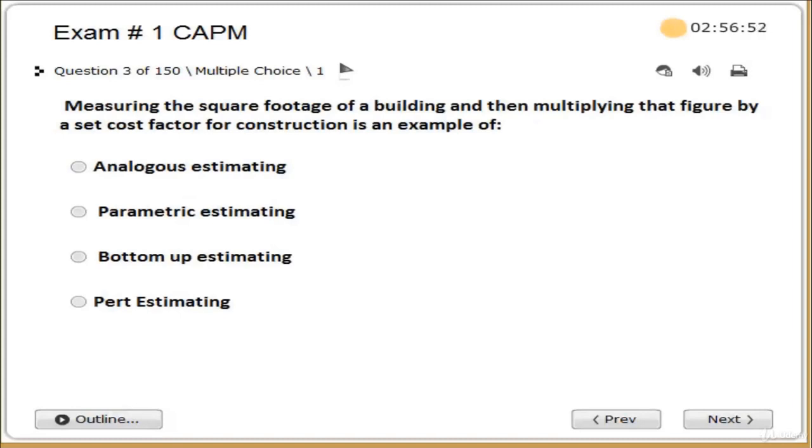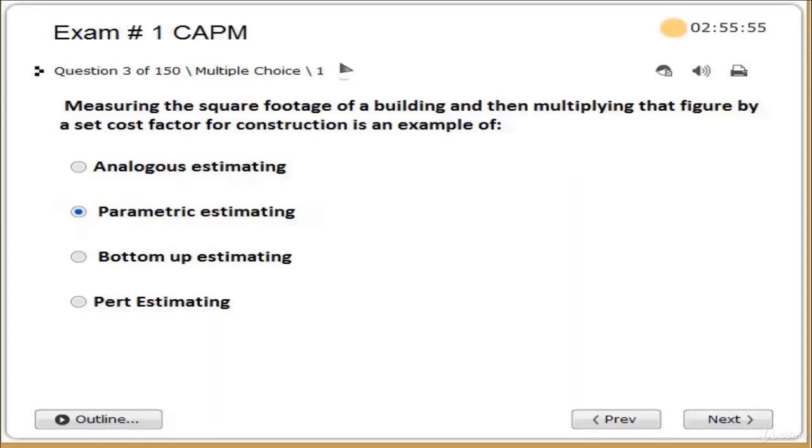Measuring the square footage of a building, and then multiplying that figure by a set cost factor for construction is an example of: analogous estimating, parametric estimating, bottom-up estimating, or PERT estimating. Correct answer is option B. Parametric estimating uses statistical relationships, such as cost, duration, and labor rates. Refer to page 205 in the PMBOK Guide, 5th edition.